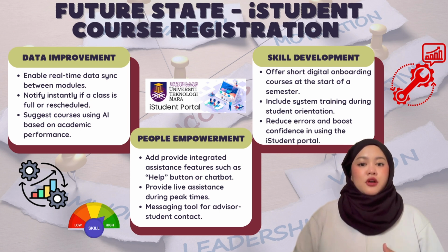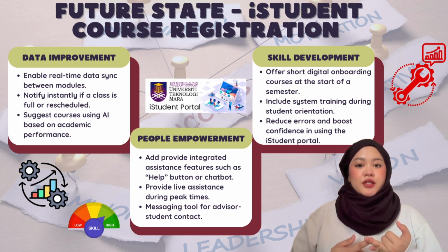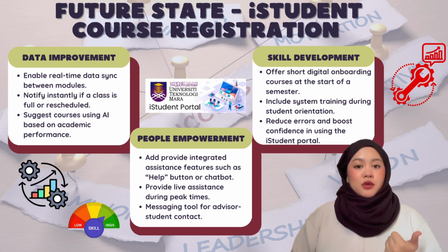The system should offer real-time data updates, send alerts when a class is full or rescheduled, and maybe even have an AI course suggestion. The iStudent portal should also include a chatbot, a help button, and a direct messaging feature to contact academic advisor. UiTM could also offer short digital training for new users to help them register correctly.